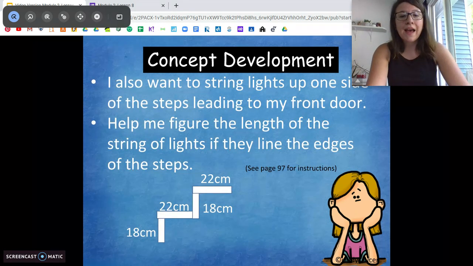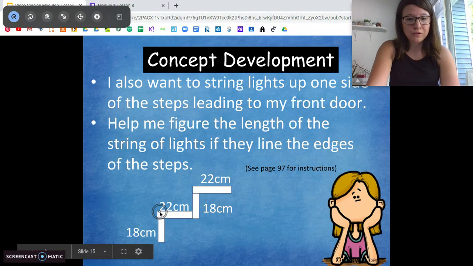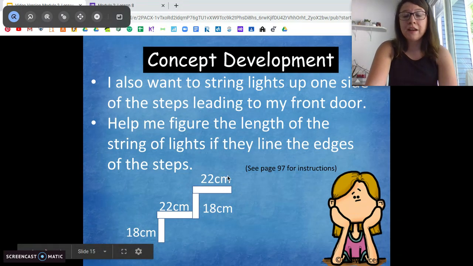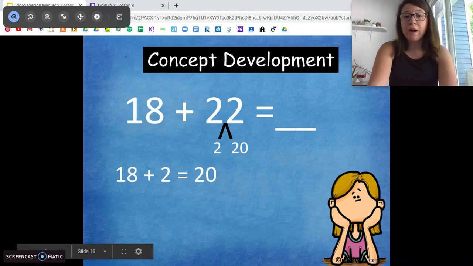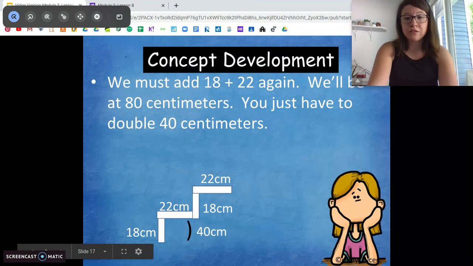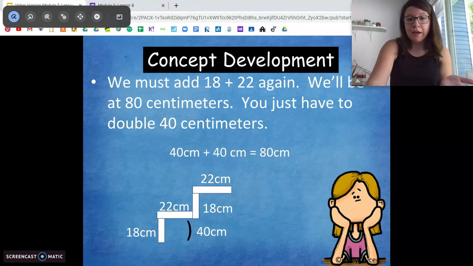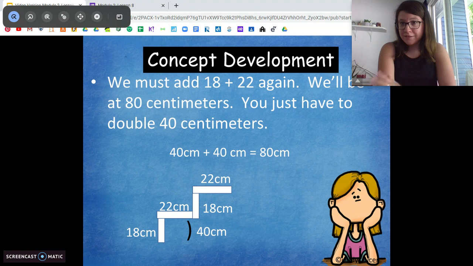But I have another step going up here. So I have this step is 40, and then I need another one here. What should I do? If this is 40 here, how much more do I need? Yeah, I need another 40, right? Because I know this is 40 and this is 40 and they're the same. So I'm going to need another 40 centimeters. So we just double the 40 and we get to 80. We got 80 centimeters of lights.